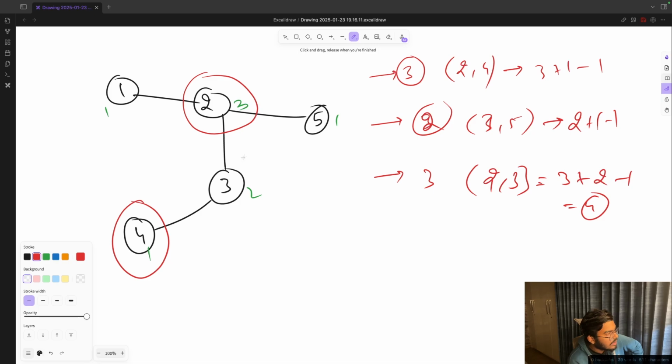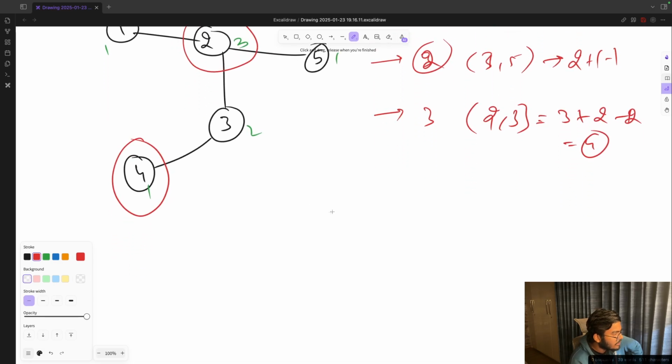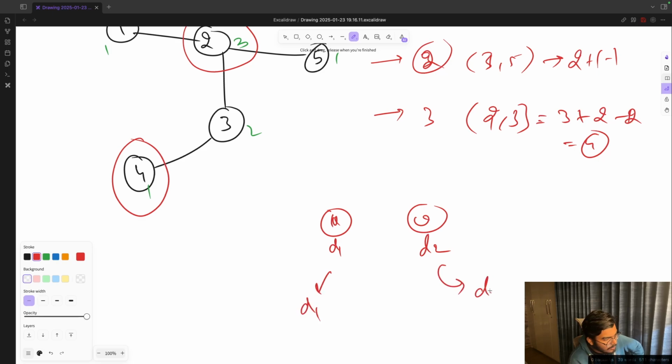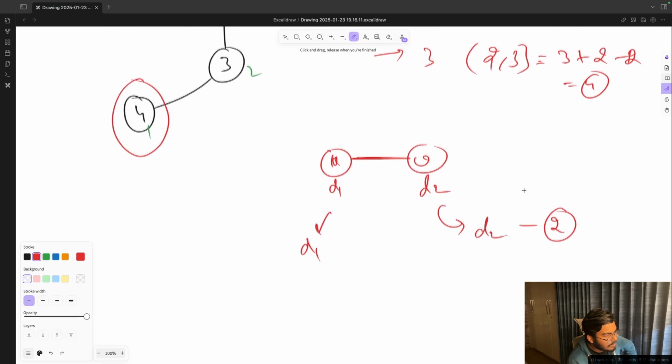Okay, so if these two are connected, there should be -2. Why? Because let's say these two nodes are connected. This is node u with degree d1, this is v with degree d2. Deleting this node will produce d1 components, deleting this node will produce d2 components, right? But we have a common link here. So because of that, it will produce a -2 sign, because the node itself and these two will produce a -2 sign, and that is why we are getting this formula d1 plus d2 minus 2.